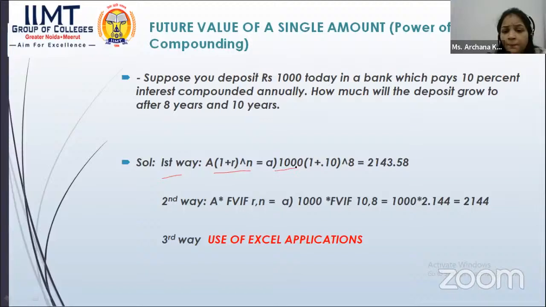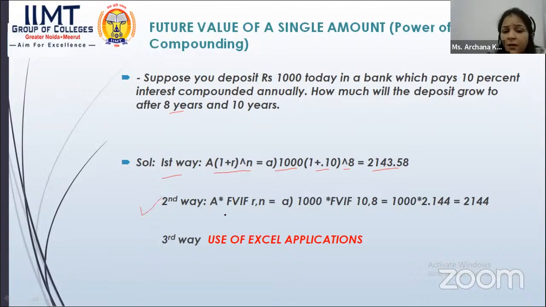That is 1,000 into (1 plus R). R is 10% and the number of years is 8. So we will put 8 here and we'll get the value 2143.58, which we can calculate with the help of a calculator very easily.